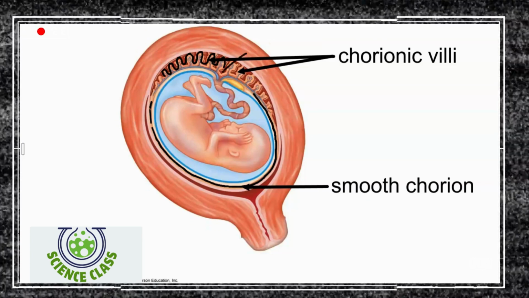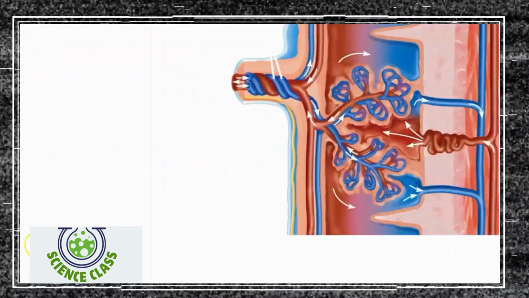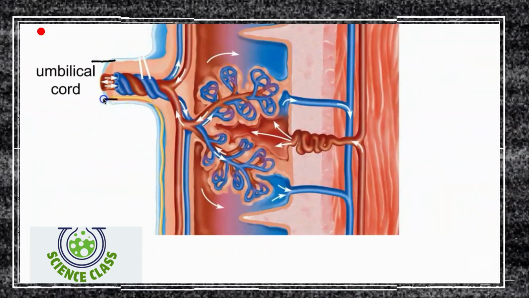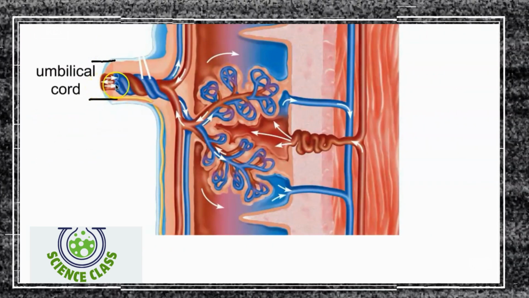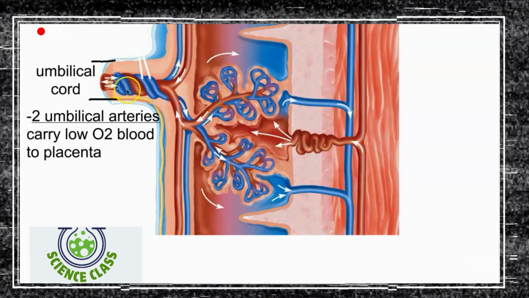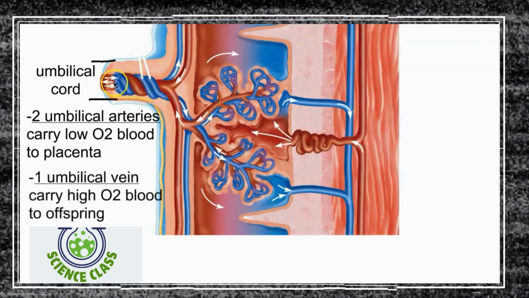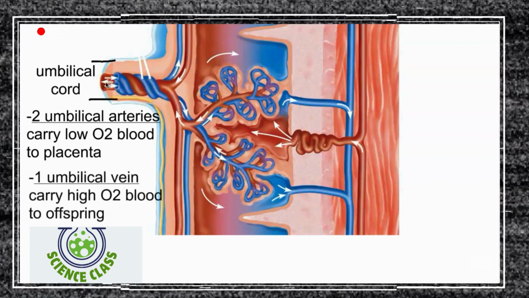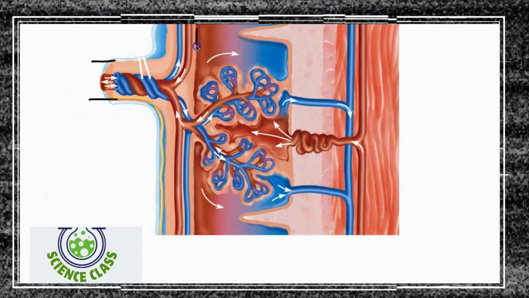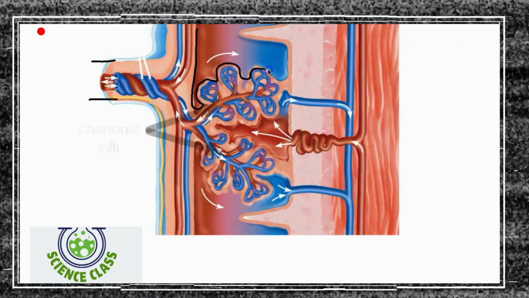Let's take a closer look at the placenta. Here's a close-up view of the placenta. We can see the umbilical cord carrying the 3 umbilical blood vessels: the 2 umbilical arteries that are carrying deoxygenated blood away from the offspring to the placenta, and the 1 umbilical vein that's carrying oxygenated blood from the placenta back into the offspring. We can see how those blood vessels have formed inside of the chorionic villi.